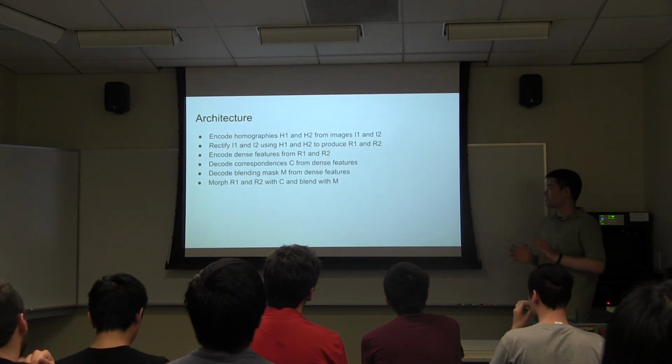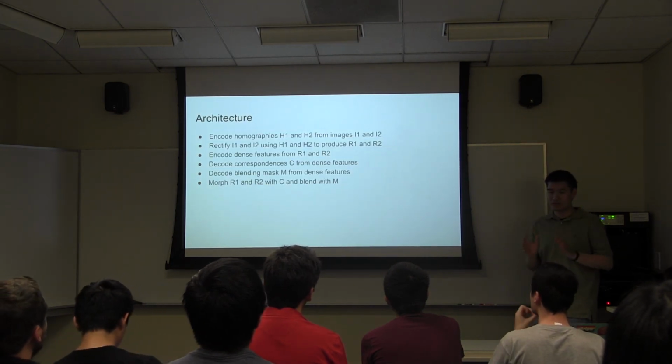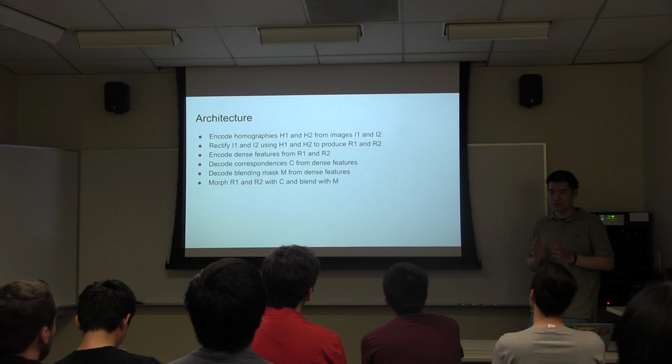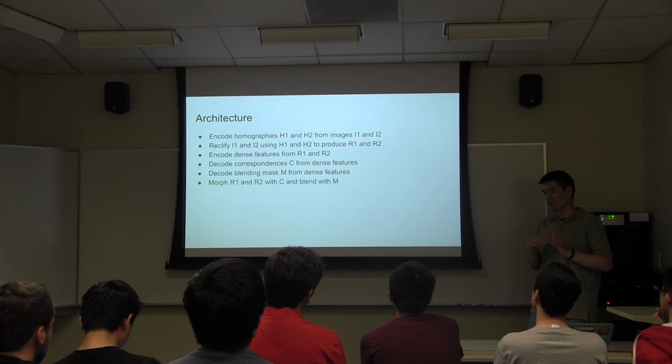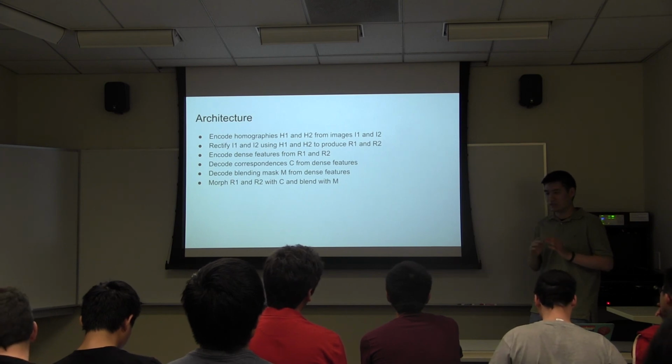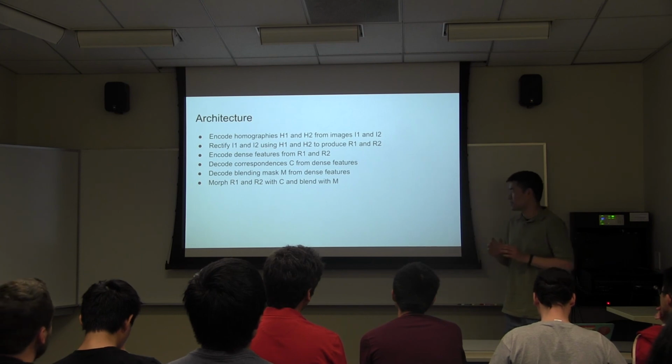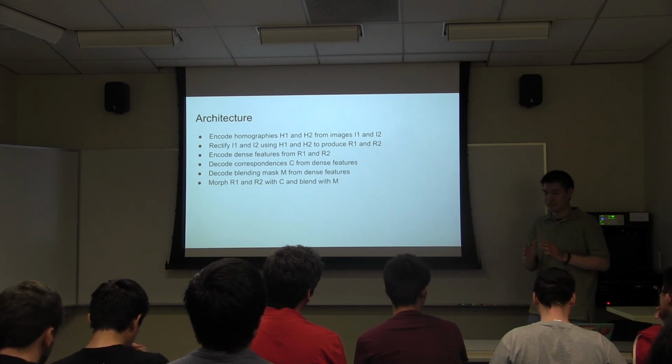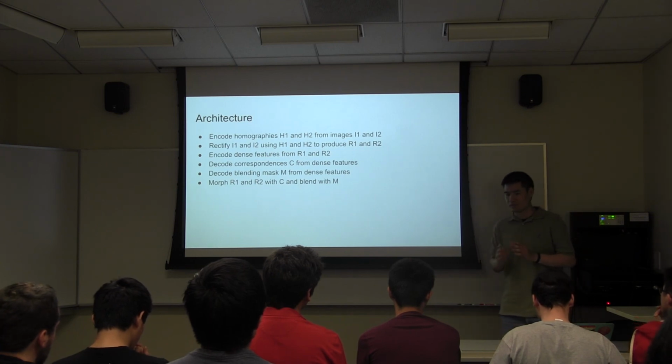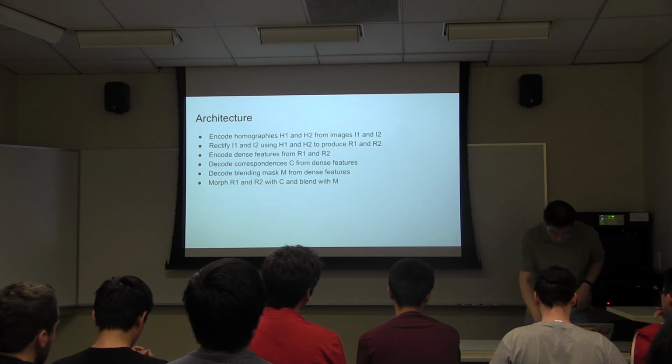So the architecture is basically as follows. You take the two input images, you use a CNN to compute the homographies, you apply the homographies, and then you take those rectified images and run them through another CNN, and that generates correspondences and the morphing blending mask. And then finally you resample, you morph the images using the correspondences, and then you blend them using the blending mask to get the final object.